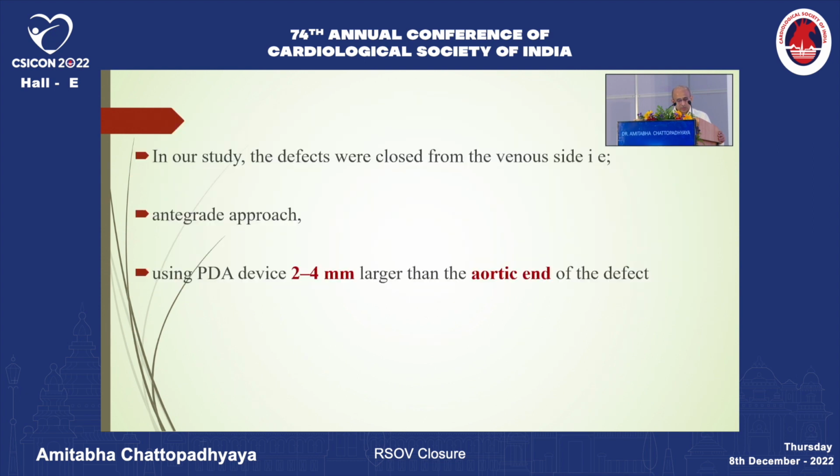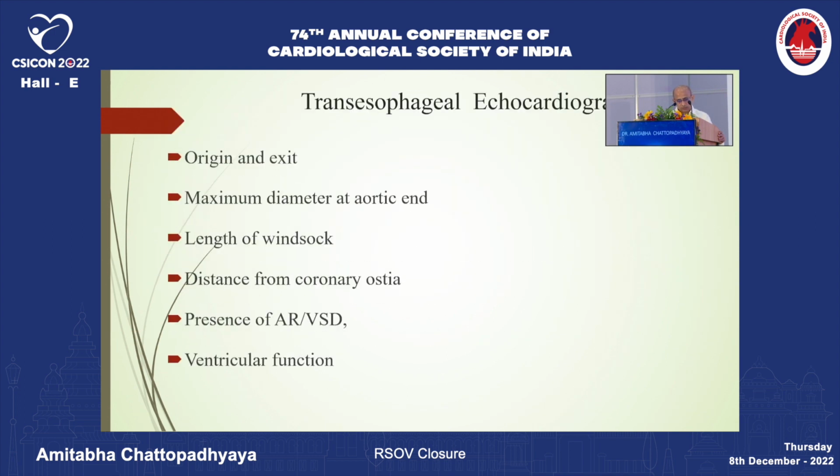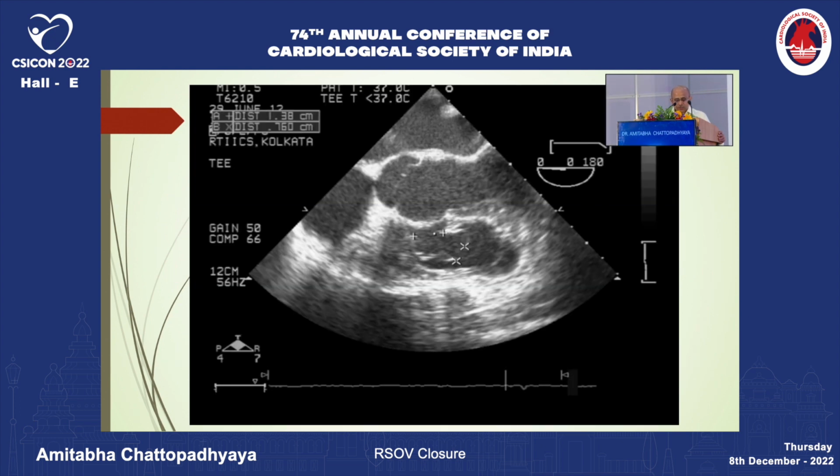So in our study, the defects were closed from the venous side, that is an antegrade approach. On the transesophageal echocardiogram, we look at the origin and exit, and the maximum diameter at the aortic end; we usually take a device about 2 to 4 millimeters higher than that. The length of the windsock, though in practicality it might not be that relevant. The distance from the coronary ostia is a must, along with the presence of AR, VSD and the ventricular function. This is a still picture where the measurements of the aortic end have been taken.